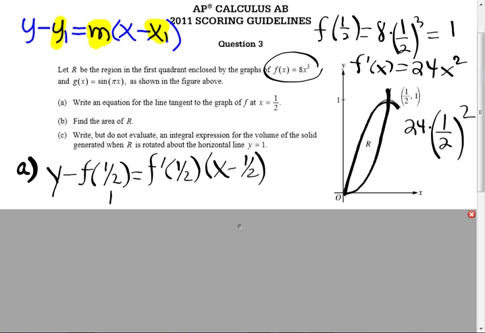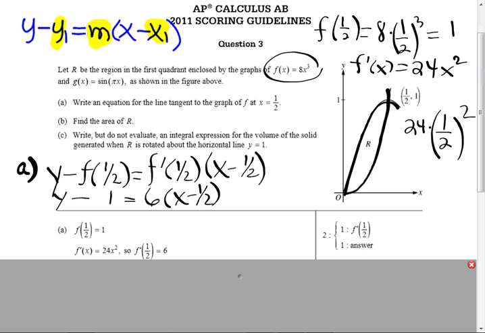Personally, I need to see it, especially if I'm tired. It's 4 into 24 is 6. So y minus 1 equals 6x minus a half. That was it. I like these problems. But I have a feeling it's only 1 point.